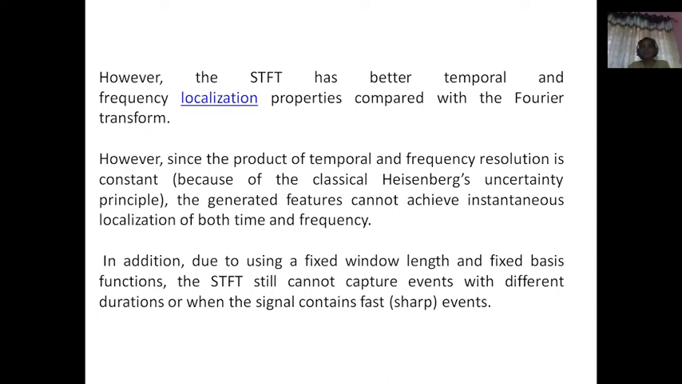What is the problem? We are not able to move the window size. Because of the classical Heisenberg's uncertainty principle, the generated features cannot achieve instantaneous localization of both time and frequency. In addition, due to using a fixed window length and fixed basis function, the short-time Fourier transform still cannot capture events with different durations or when the signal contains fast, sharp variations or events. Different durations are not possible with the short-time Fourier transform, and when the signal contains fast variations, it is not able to capture them.